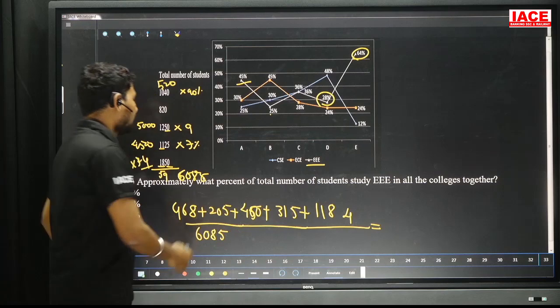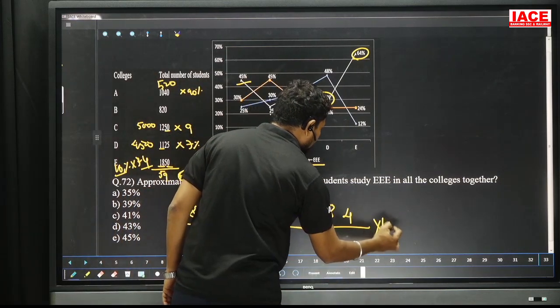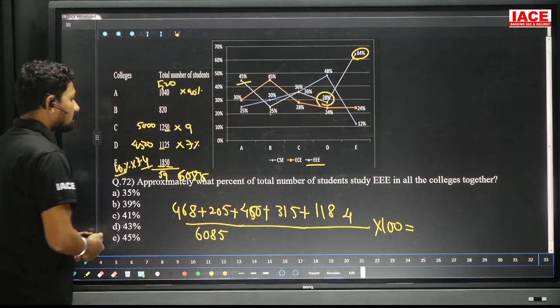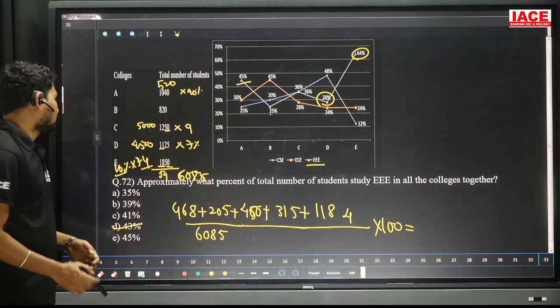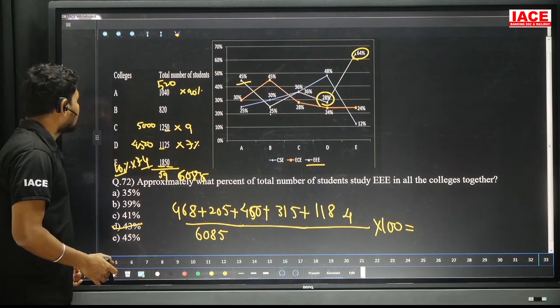When adding and dividing with 6085, and we need a percentage, multiply with 100. When you do this, we get a particular answer. The answer is what here? 43%. Okay, let's move to the next.